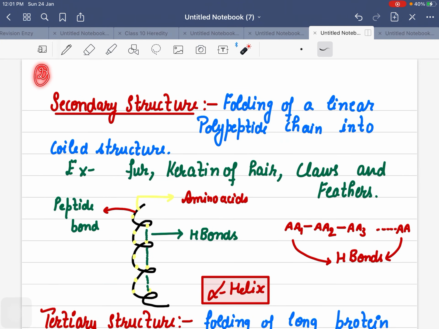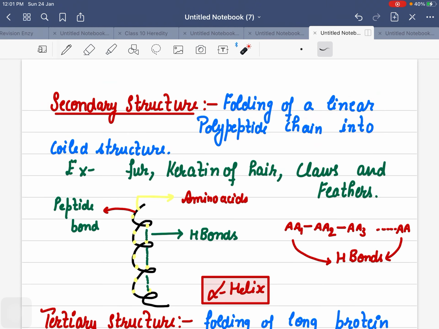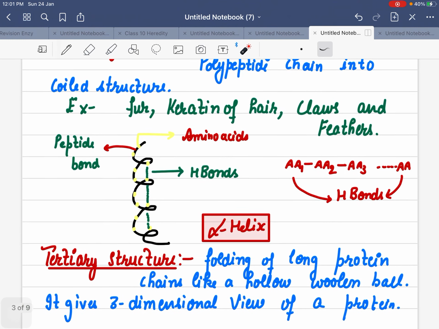Now move to the second structure of the protein, which is known as secondary structure. Till now your sequence was linear. Now we have started folding this linear chain. Folding of a linear polypeptide chain into a coiled structure is known as secondary structure. Like the keratin of your hair, that is a protein which shows secondary structure. Nails have keratin that also shows secondary structure. Fur, claws, feathers, they all have proteins with the secondary structure.